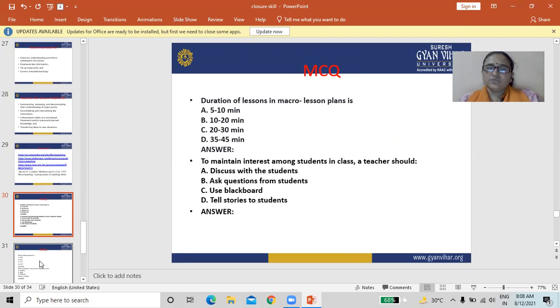Next MCQ. To maintain interest among students in the class, a teacher should: option A, discuss with the students. Option B, ask a question from a student. Option C, use blackboard. Option D, tell a story to students. So you have 4 options. Choose the appropriate answer.